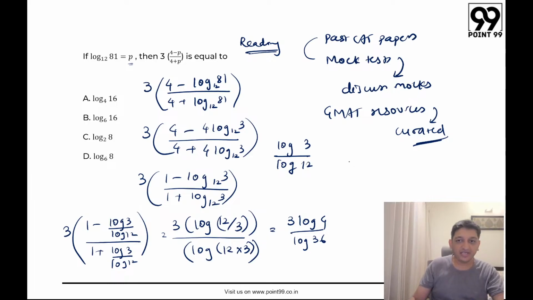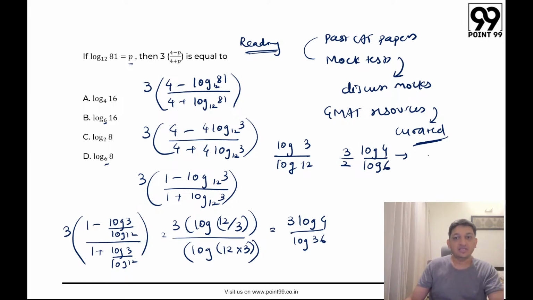So what will happen here? You will get 3 by 2 into log 4 by log 6, because 36 is 6 square, so the 2 will come out. Because everything is in this form, here I can see log 6 as the base. So one of these is my answer. So now what I can do in this case is, I'll just see if this is visible.